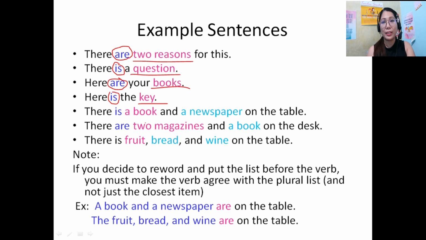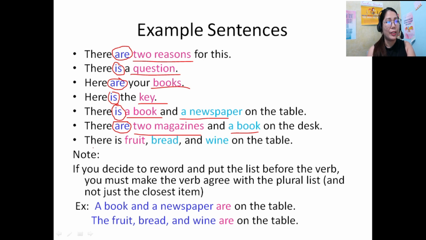Okay, now we have this singular series. There is a book and a newspaper. After the verb, a book, singular, we have to use is. Now, there are two magazines and a book. After the verb, two magazines, so you have to use are. And a book. So in a series, whether it's mixed with singular or plural, you have to focus on the word after the verb.